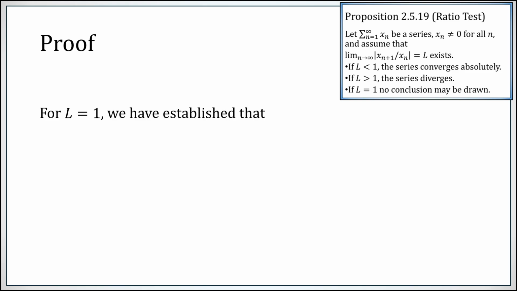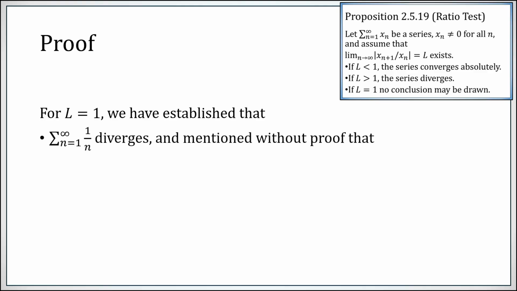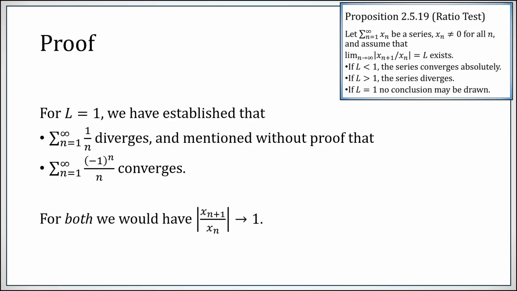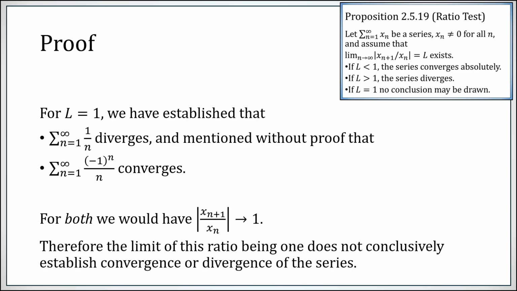What happens when L equals 1? Now, as written in the book, it's not even written. If it's not written there, you wouldn't draw any conclusions. But I'd like to point out that we have established the harmonic series diverges, and we mentioned that the alternating harmonic series converges. However, in both cases, you get that the ratio of absolute values goes to 1. Therefore, one of them has limit 1 and diverges, one of them has limit 1 and converges. So just because the limit of the absolute value of consecutive terms goes to 1, you can definitely get either convergence or divergence.